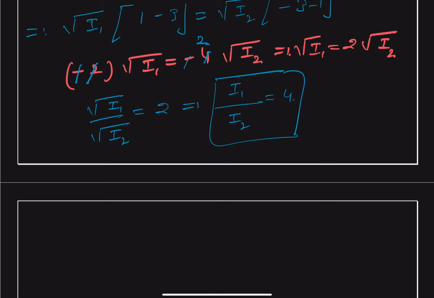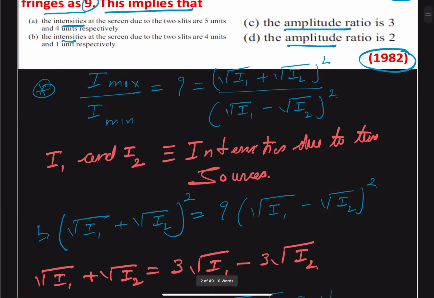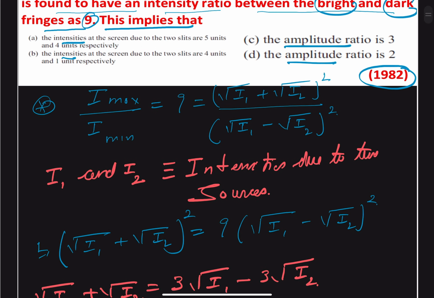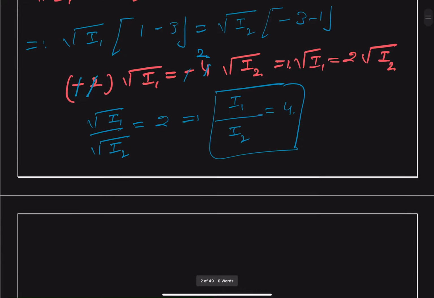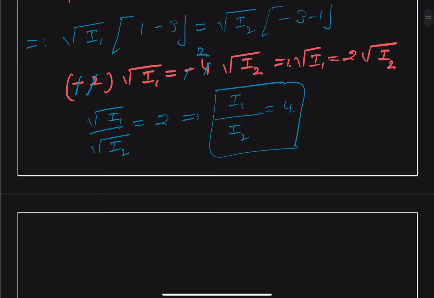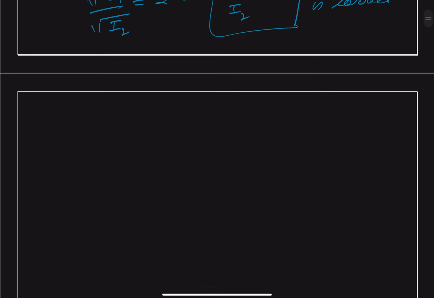So we found out the ratio of the respective intensities of the two sources. Option B is the correct one because it is 4 units to 1 unit. So from here we can say option B is correct. Now second, we have to find out the amplitude ratio.